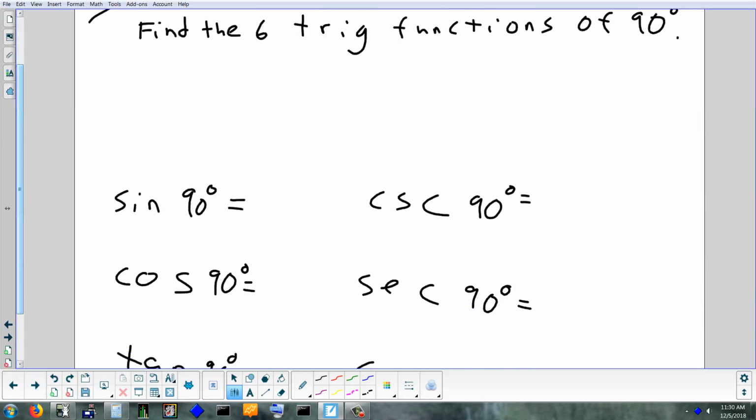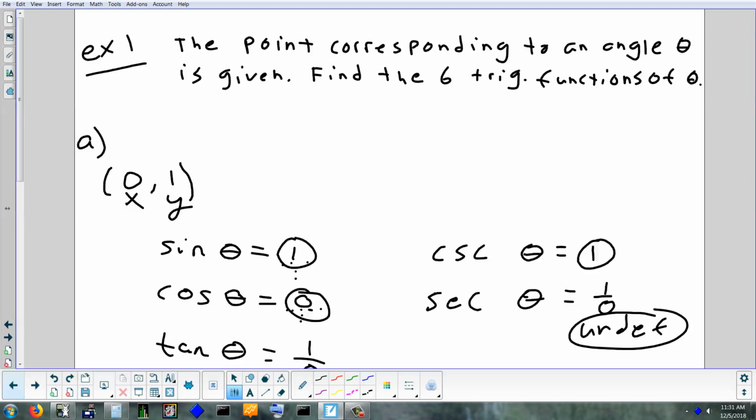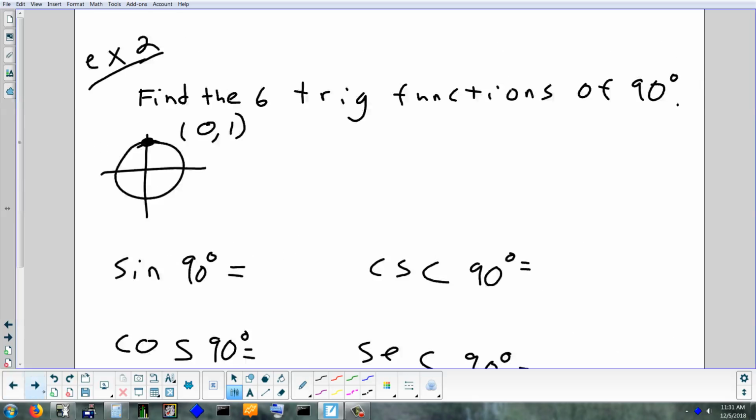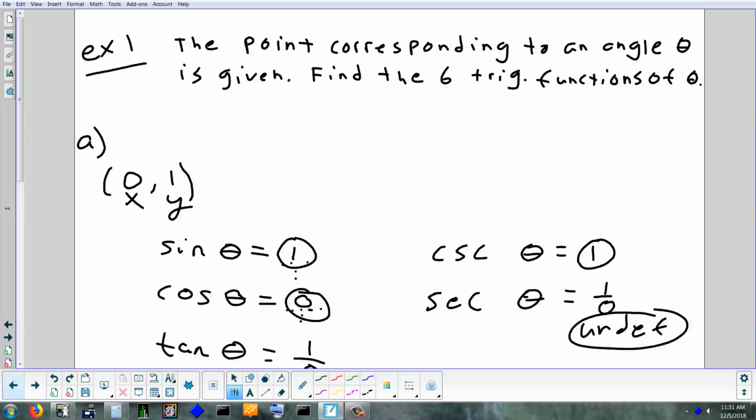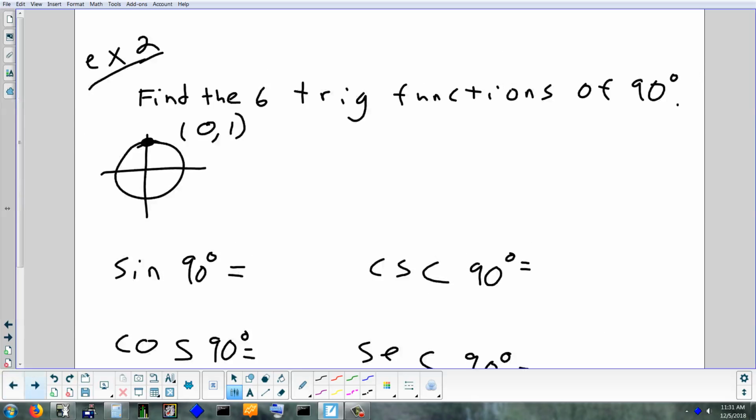Okay, look at this one. It says find the 6 trig functions of 90 degrees. What's different about this one than the last 2? There's no coordinate. So the fact that it's 90 degrees doesn't really help me. I need to know where 90 degrees is on the circle. So 90 degrees is when you go straight up. What's the coordinate when you go straight up? It's 0, 1. Well, wait a minute. If the coordinate is 0, 1, we just did that problem. So now all the answers would be the ones we just did in example 1a. From here, it's the same problem.